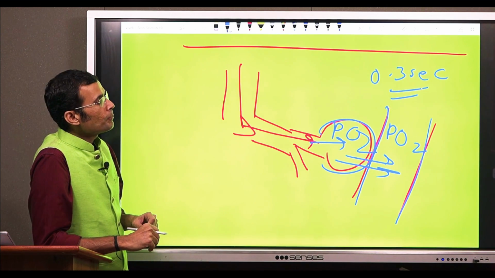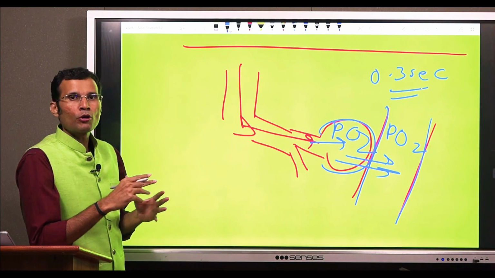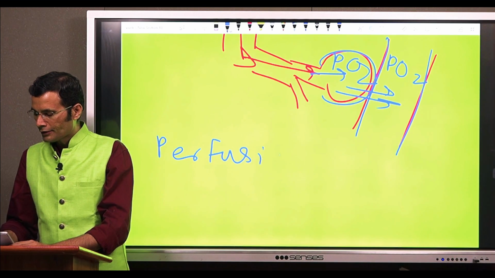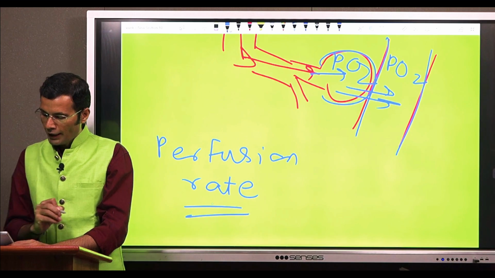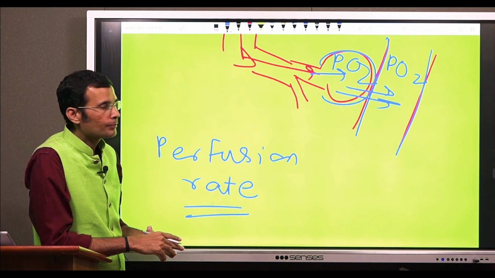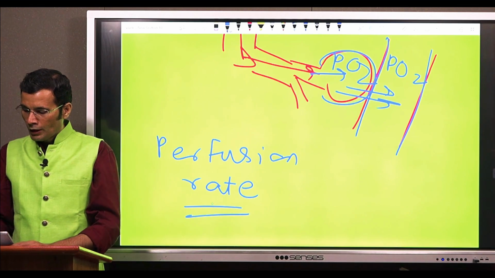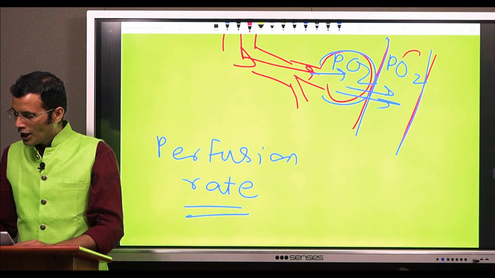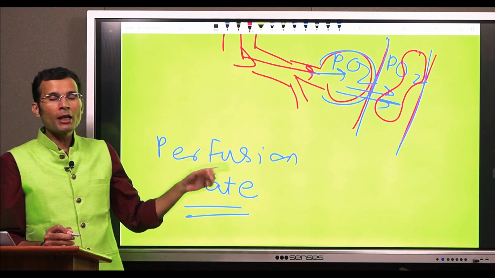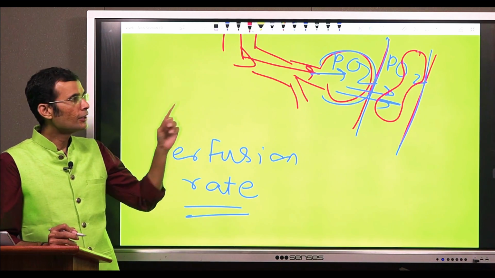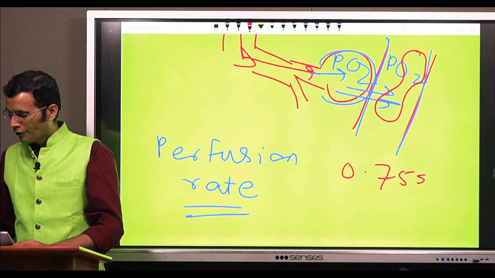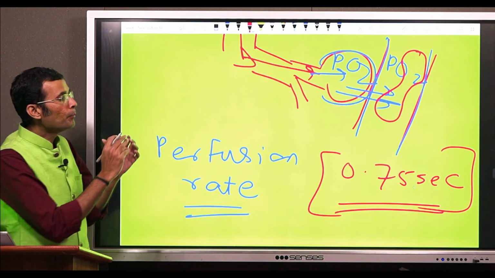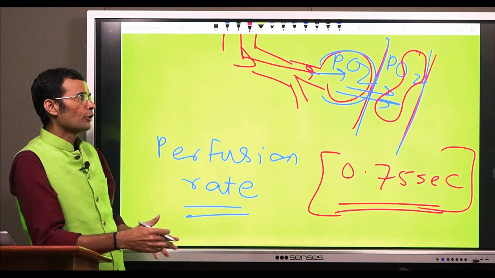Now, just add to this one more fact. The fact is the perfusion rate to the alveoli. What is the rate of perfusion in the lungs, and how do we denote it? The rate of perfusion is like this: an average RBC stays in the pulmonary capillary blood for 0.75 seconds. This is the normal perfusion rate to the alveoli.